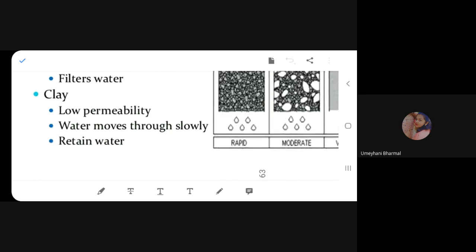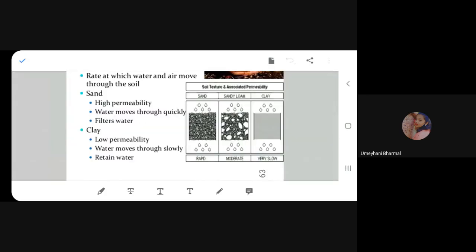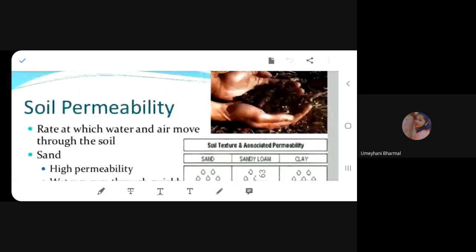Retains water. Okay. So even you have to do practice, right, beta? Okay. So you have to do lots of practice.